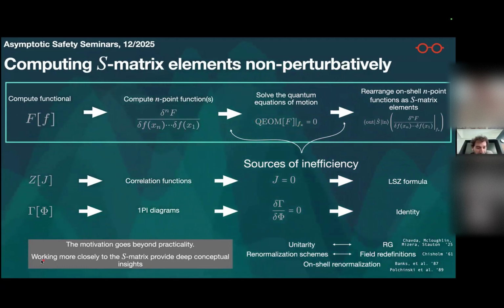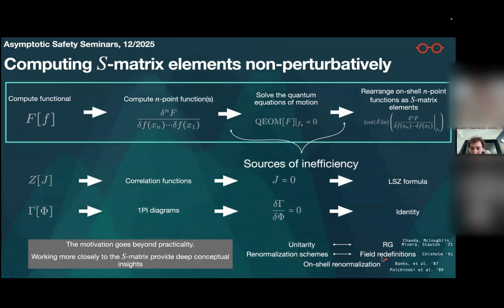But let me also say that the motivation goes beyond just practicality, which is what I've explained so far. If we work more closely to the S-matrix, so if we really remove these steps, then we might get some deep conceptual insights into QFT. For example, unitarity is usually framed in terms of the S-matrix. This project, as I told you, is about renormalizing this S-matrix functional. So working more directly with the S-matrix might allow us to better understand the link between unitarity and RG constraints.